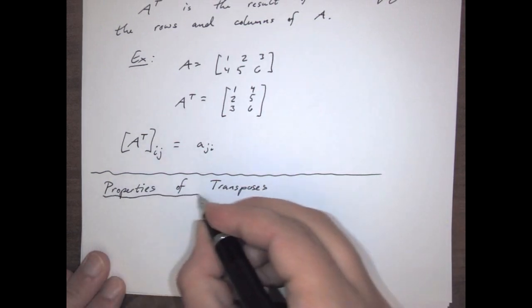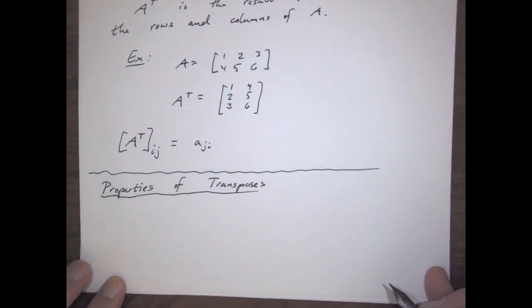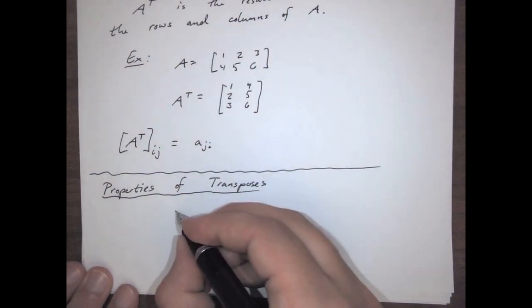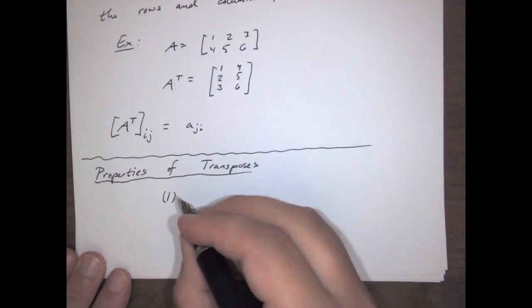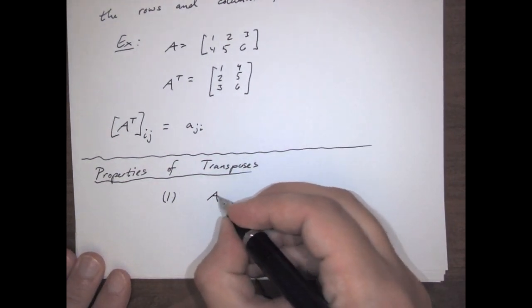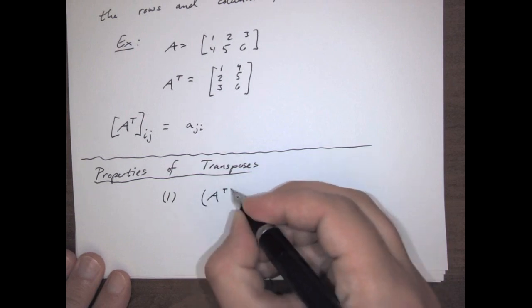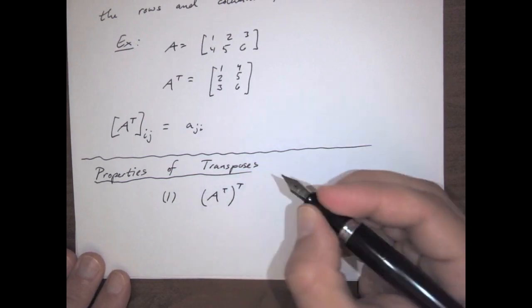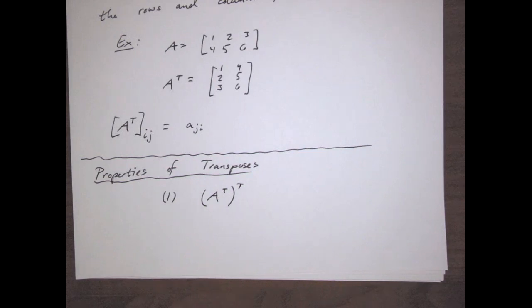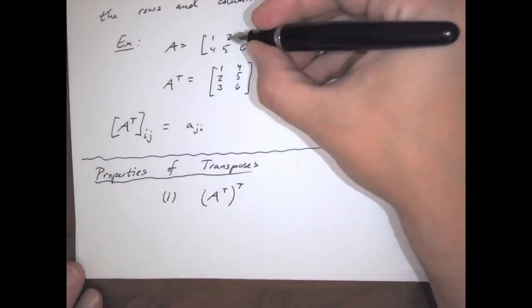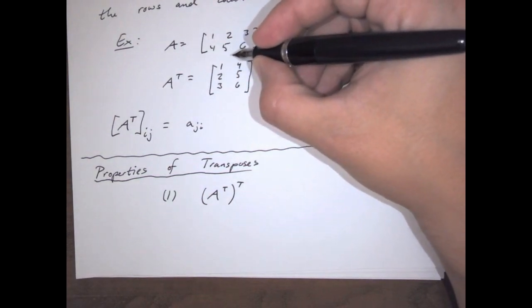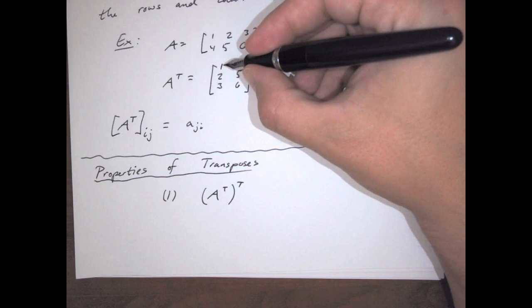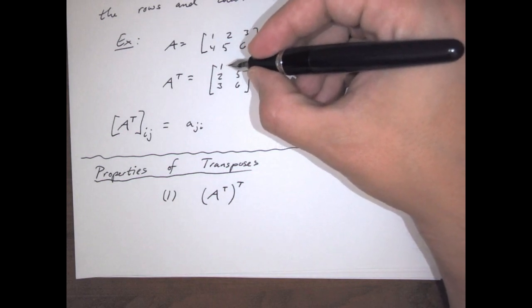Properties of transposes. So again, assuming everything is defined here, we have compatible sizes. So the first property of a transpose that is of interest to us is what happens if you take the transpose of the transpose? So the first transpose turns the whole matrix on its side. Row becomes column, column becomes a row. Then, if you're taking that and you take the transpose, what happens?